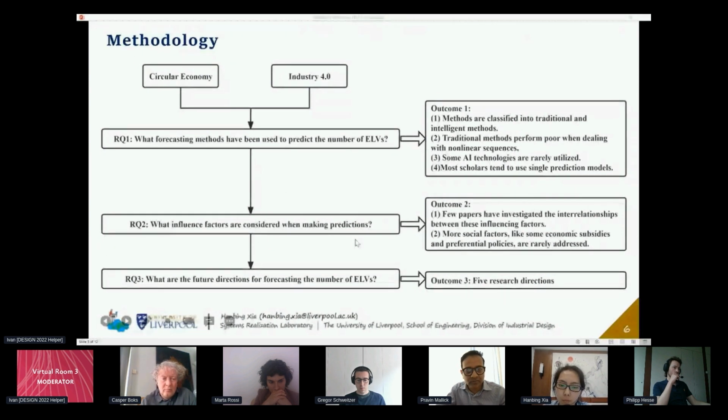The second research question summarized the 21 socioeconomic factors that affect prediction results. We discovered that few papers have investigated the interrelationships between these influence factors. Additionally, more social factors such as economic subsidies and preferential policies are rarely addressed. And then, based on the third research question, we recommend 5 future research directions related to ELV quantity forecasting. Then I'll discuss each research direction further.